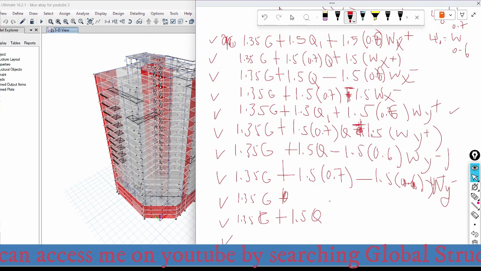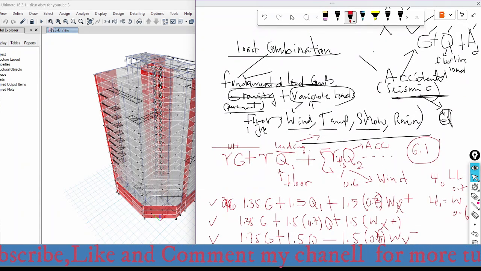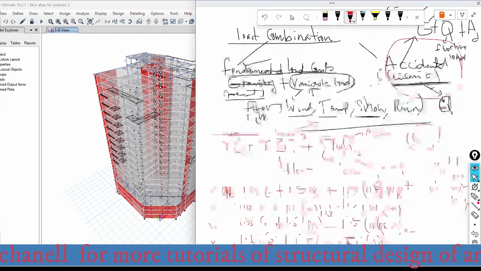So this is all the combinations that are involved in a building. So how many combinations are there? 1, 2, 3, 4, 5, 6, 7, 8, 9, 10 combinations can be incorporated in our structures. So this is for the case where there is no seismic action. What about if there is seismic action?